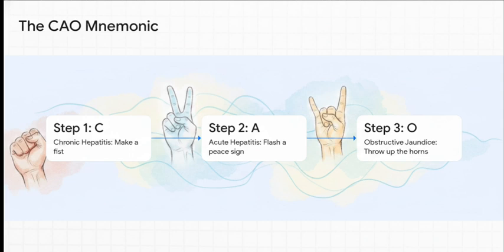Let's do a quick little teaser of the structure. Step 1 is C for chronic hepatitis, and for this, you're going to make a fist. Go ahead and make a fist right now. Step 2 is A for acute hepatitis. For that, flash a peace sign. And step 3 is O for obstructive jaundice. Throw up the rock-on horns. CAO. Fist, peace, horns. It is beautifully simple. Now let's break down exactly how each one works.